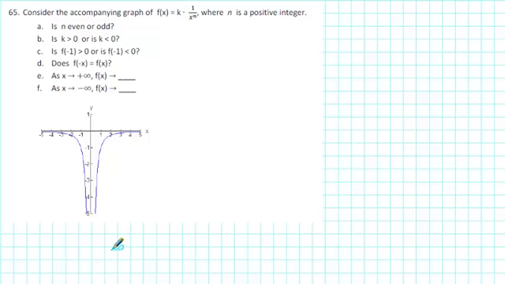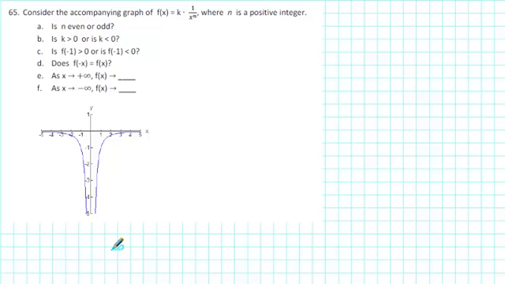Consider the accompanying graph of f of x is equal to k times 1 over x to the n, where n is a positive integer. Let's start with part B. Is k greater than 0 or is k less than 0? In other words, is k positive or is k negative?